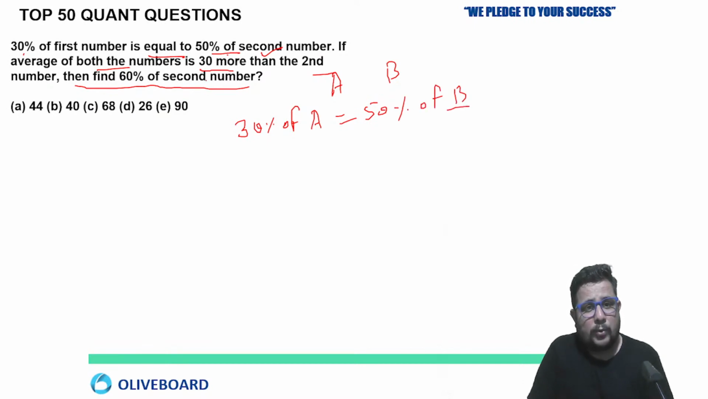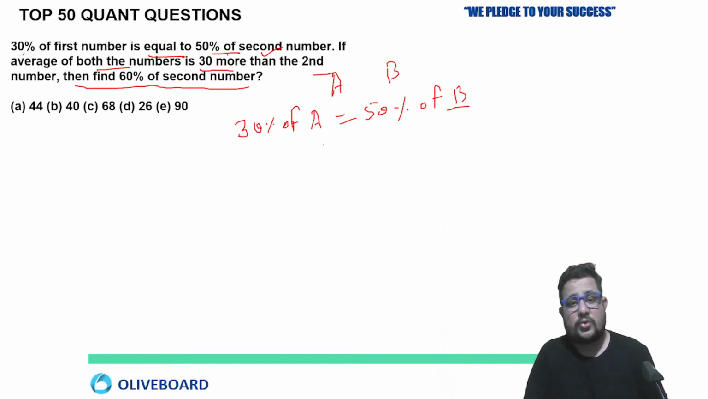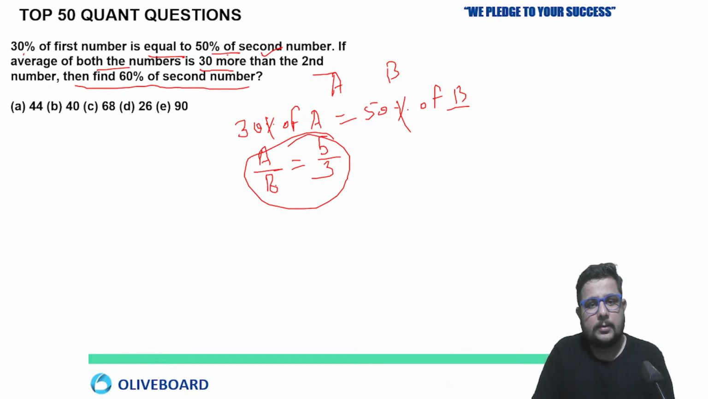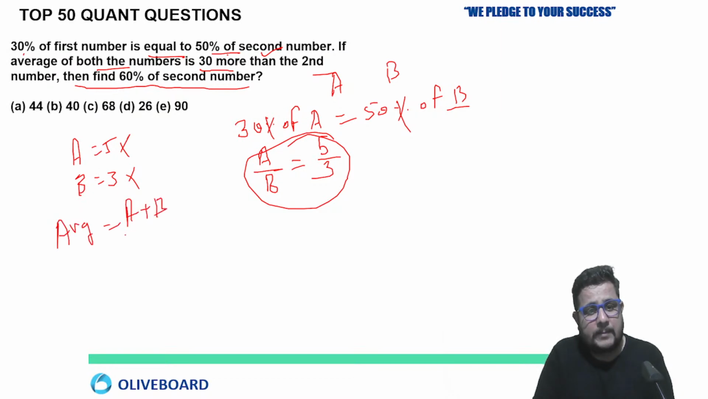If the average of both numbers is 30 more than, so they are talking about the average also, but first of all we must know any relation, so percent to percent cancel. Now we can find out their ratio. A by B equal to what? 50 by 30 means 5 by 3. So A can be what? 5x. B can be what? 3x. Their average would be what? A plus B by 2. So 5x plus 3x by 2, 8x by 2 means 4x. Getting the point? It is going to be 4x.